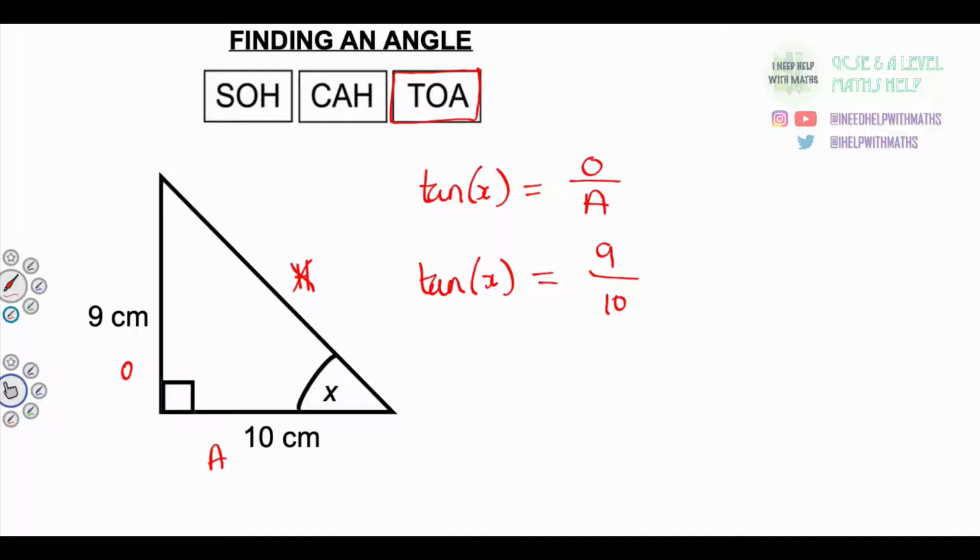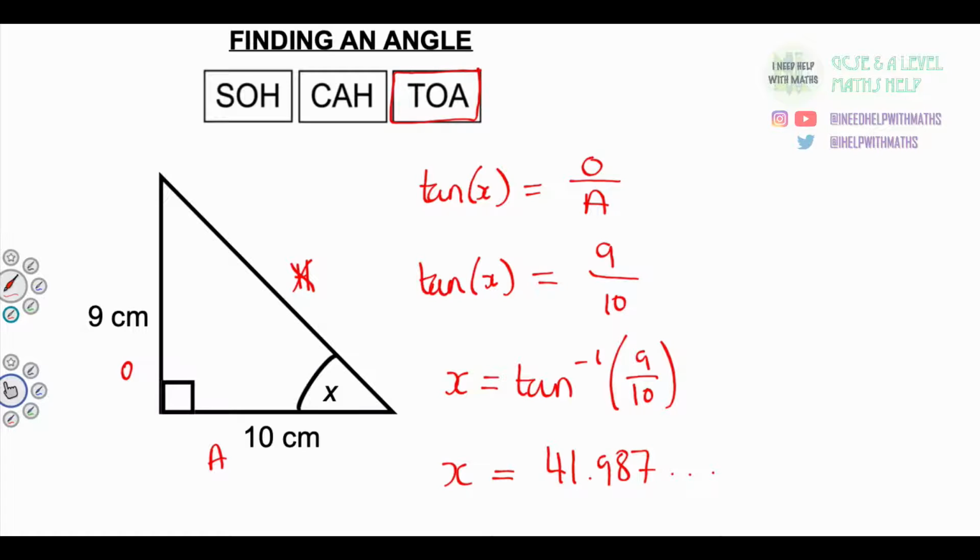And now what we need to do is get tan on its own. So we've done the tan of x. So to get rid of the tan, we need to inverse tan. So x will equal the inverse tan, written tan to the minus 1 of 9 over 10. And when you put that in your calculator, you get 41.987... that carries on. So to two significant figures, that's 42 degrees.